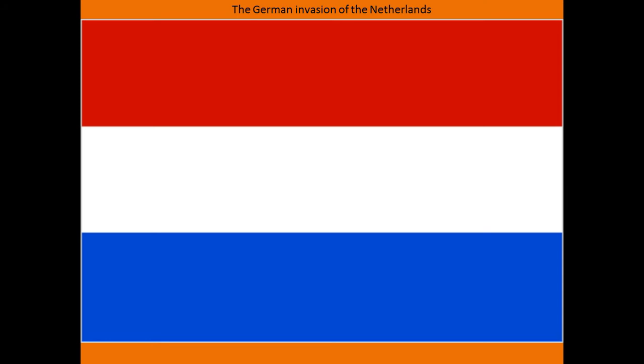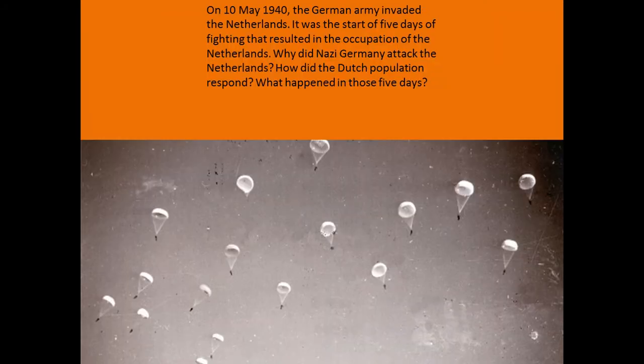So last time we talked about, of course, the Norway invasion, Weserübung Nord. This is Fall Gelb, or what they call Case Yellow, the German invasion of the Netherlands. On the 10th of May, 1940, the German army invaded the Netherlands, the start of 5 days of fighting that resulted in the occupation of the Netherlands. Why did Nazi Germany attack the Netherlands? How did the Dutch population respond? What happened in those 5 days?